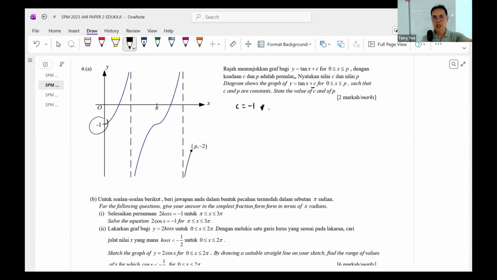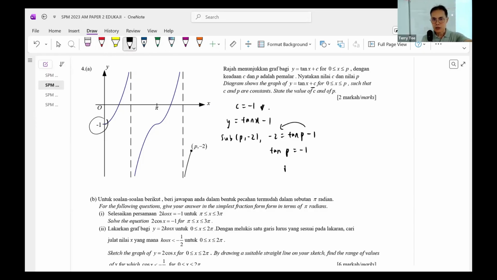All right. Now, then we look at your P. How to find your P. So we know your function y is now tangent x minus 1. This is a graph tangent x minus 1. To find P, I sub in this coordinate P, minus 2. Your y is minus 2, right? Your x is P. You bring this to the left. Tangent P is negative 1, right? Sorry, my tangent looks ugly. Let me just fix this.